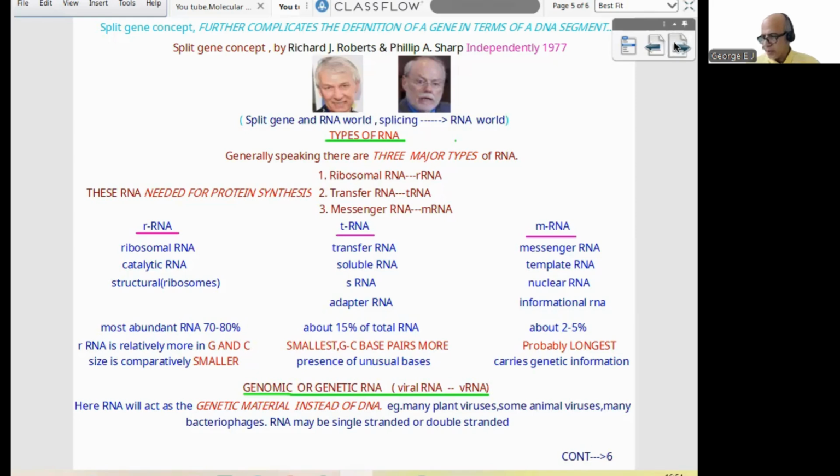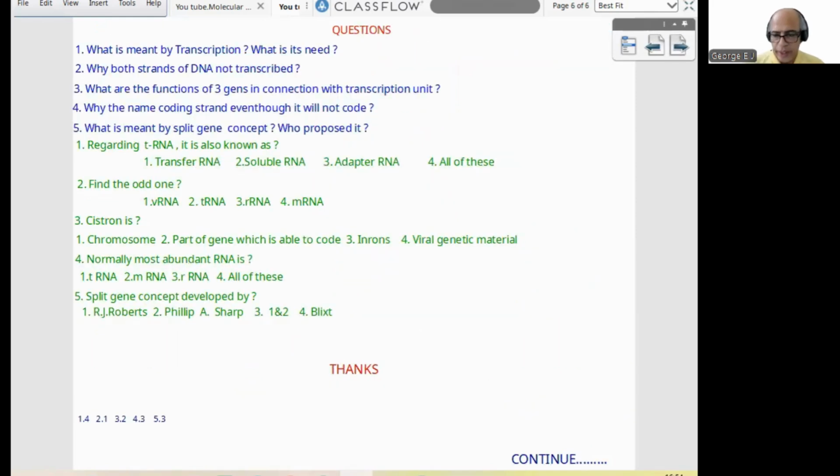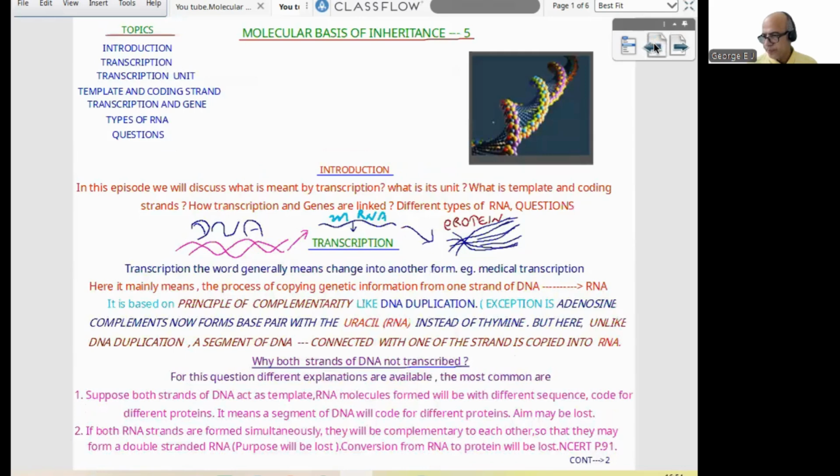Now we can proceed to the next page. Here you can find 5 theory questions and 5 NEET model questions with the key. Hoping that it is clear to all of you. Now we can just recap what we studied. We discussed molecular basis of inheritance, the 5th one. Introduction, what all things we'll be learning. Transcription: what is a unit, template and coding strand, how transcription genes are linked, etc. Then different types of RNA.